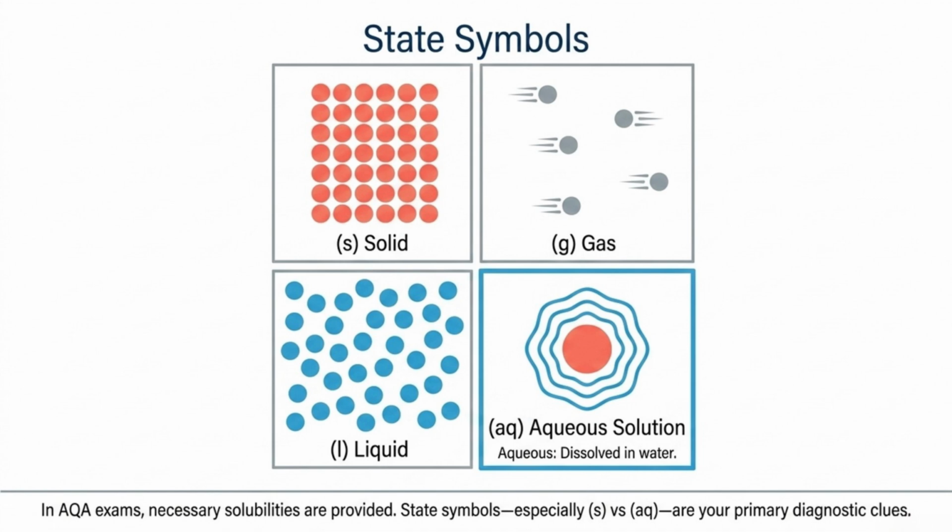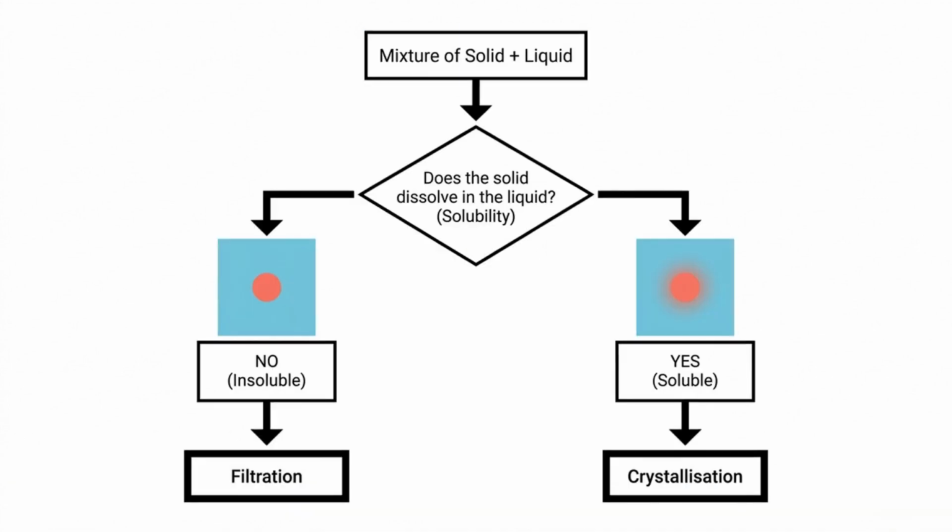So, how do we decide which tool to use? It all comes down to the solubility test. If you have a mixture of a solid and a liquid, ask yourself, does the solid dissolve? If the answer is no, the solid is insoluble and we use filtration. If the answer is yes, the solid is soluble, and we head toward crystallization. This one question is the key to unlocking the entire topic.